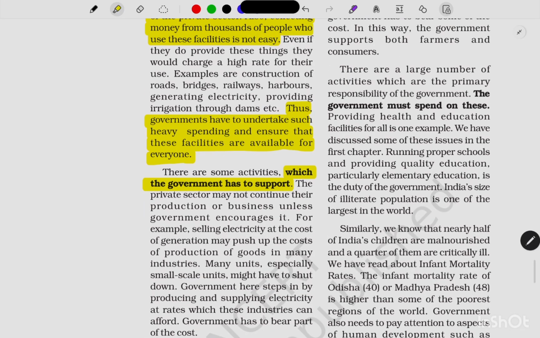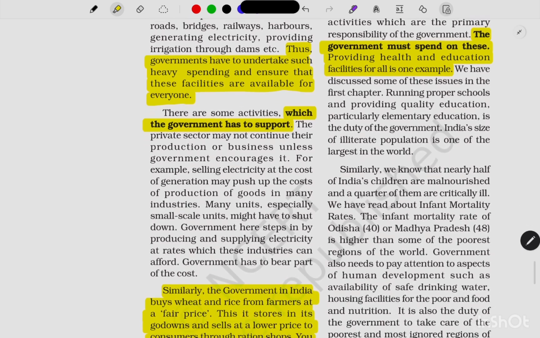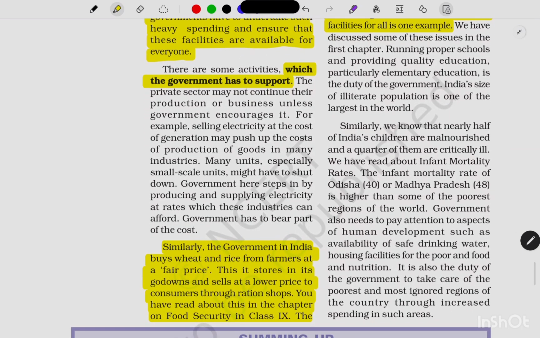So, there are a large number of activities which are the primary responsibility of the government. The government must spend on these. So, providing healthcare and education facilities for all is an example. We have discussed some of these issues in the first chapter. Running proper schools and providing quality education, particularly elementary education, is the duty of the government. India's size of illiterate population is one of the largest in the world.